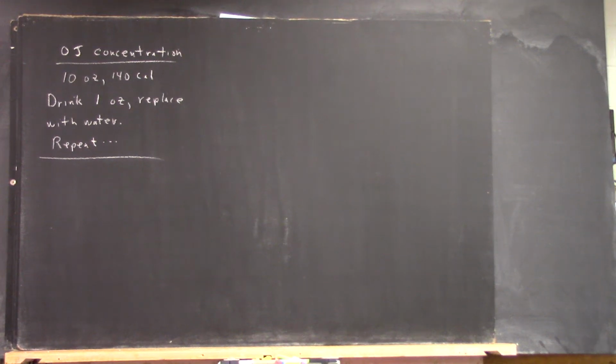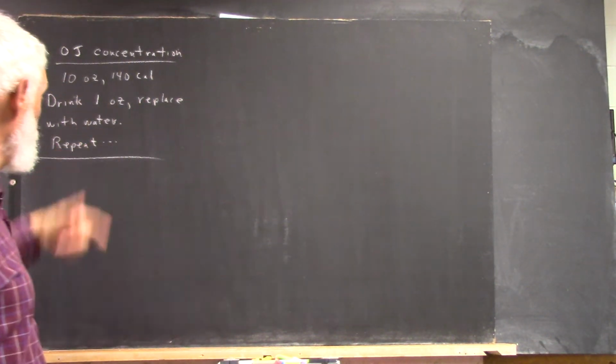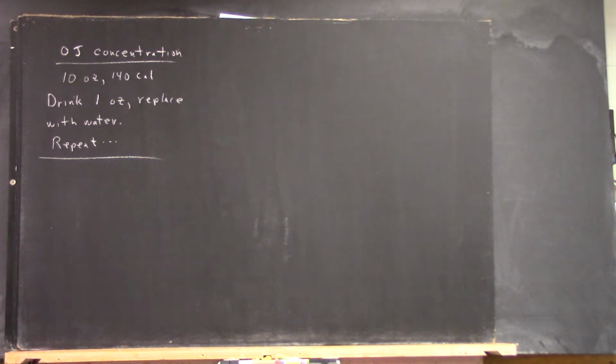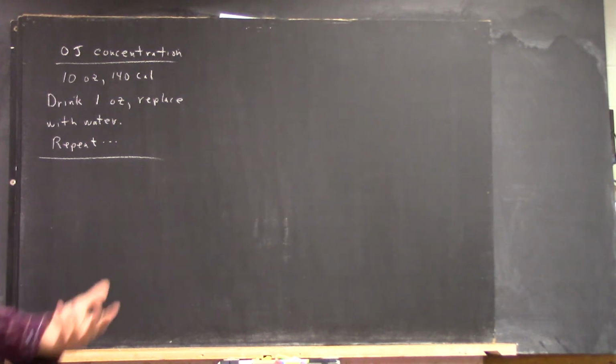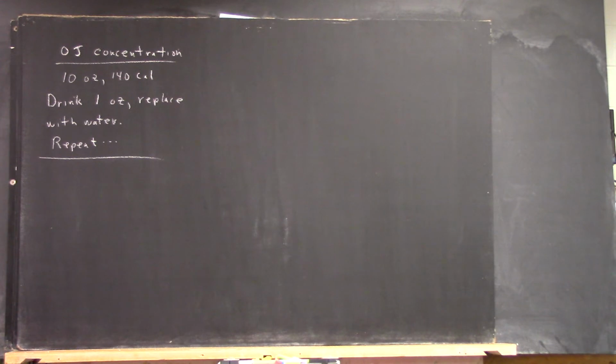The original orange juice problem was we drink 1 ounce and replace it with water and keep repeating, and we want to know how many calories we're getting with each drink, right? Okay?